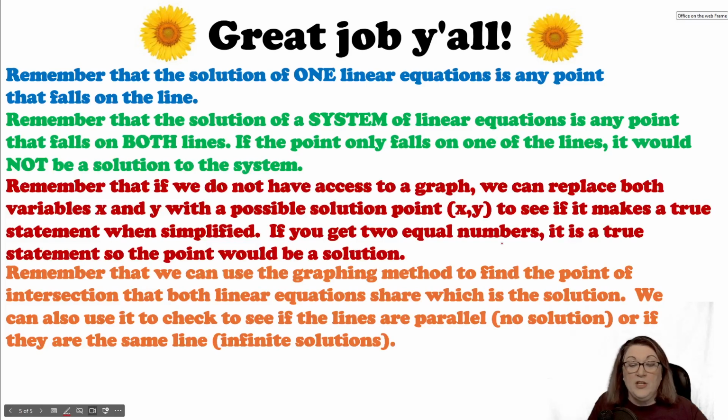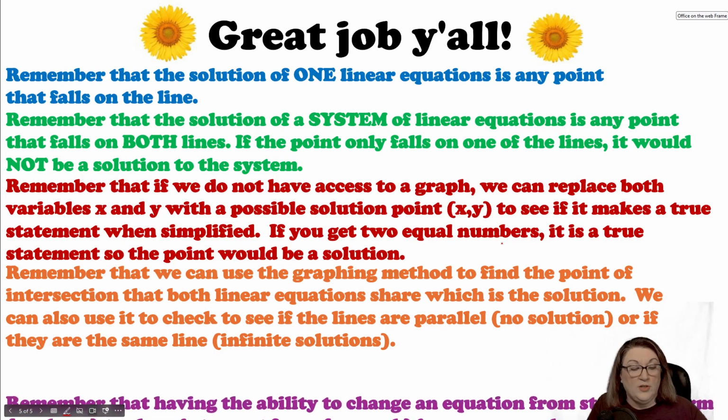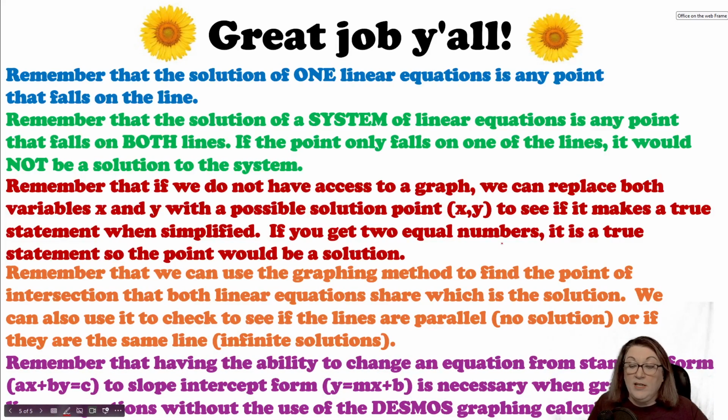And remember that we can use the graphing method to find the point of intersection that both linear equations share, which is the solution. We can also use it to check to see if the lines are parallel, which is no solution, or if they are the same line, which is infinite solutions. Remember that having the ability to change an equation from standard form to slope-intercept form is necessary when graphing equations without the use of the Desmos graphing calculator.